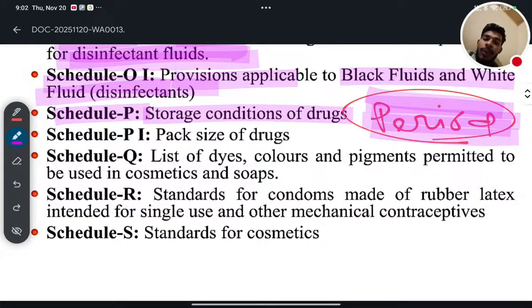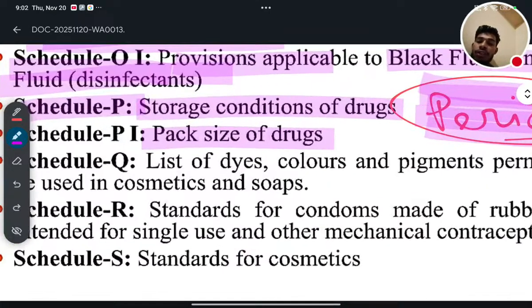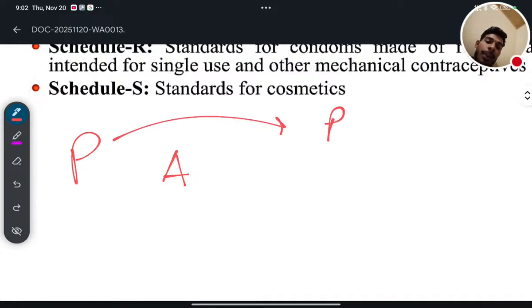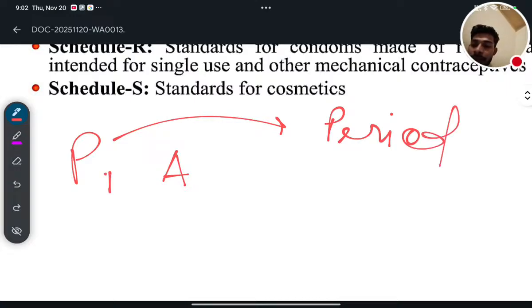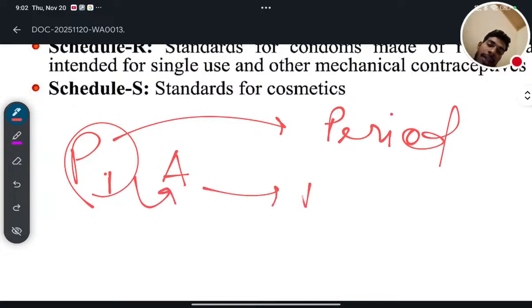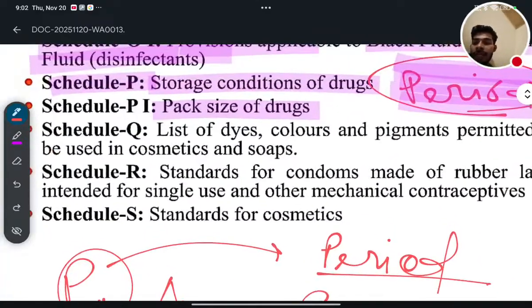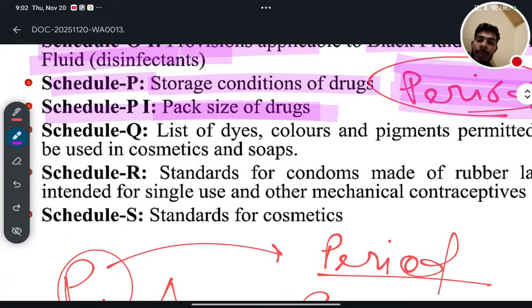Schedule P1, pack size. The first alphabet is A. P is for period, time period, that is Schedule P. But when it comes to Schedule P1, 1 means A, so you will write PA. So you will very easily remember: P for period, PA for pack size. By this way you have to remember P1 is for pack size.